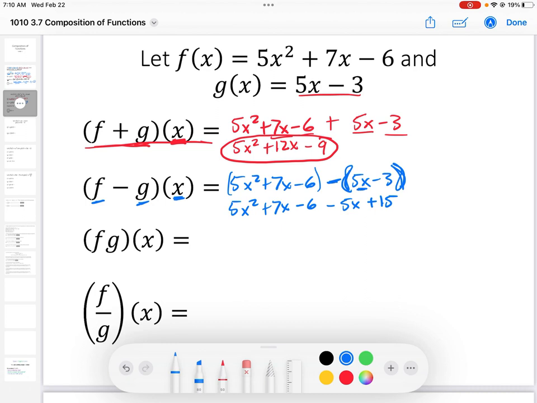And if you subtract a negative, oh, sorry, it shouldn't be 15. It should be a 3. I made a mistake there. Yeah, so it should be plus 3 because I'm subtracting the 5x and I'm subtracting the negative 3. Then you could simplify this by combining like terms, which would give you 5x squared plus 2x minus 3. And that would be your output when you input an x.